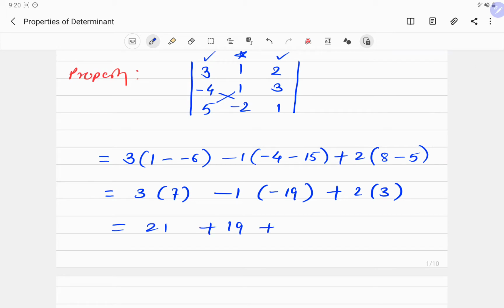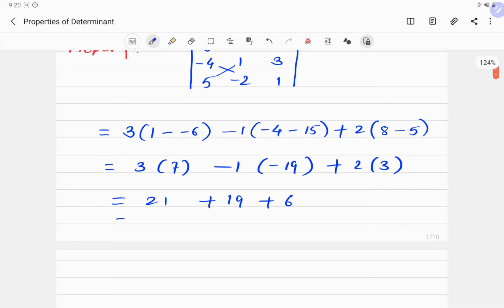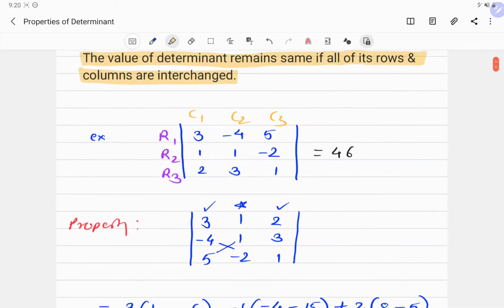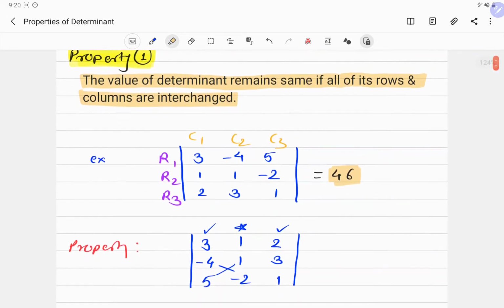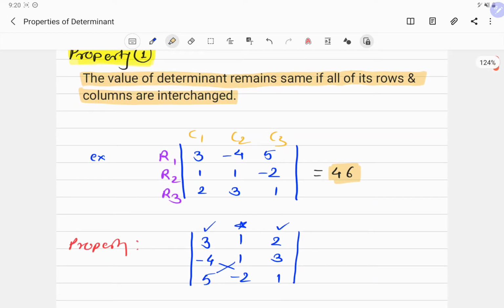It's a plus 19 plus 6. Now let's cross check. So please observe here, this is 21. What is 19 plus 6? Is it 25? Now what is 25 plus 21? This is equal to 46. And if you check the original value of the determinant, it was also 46. Then what is this property exactly suggesting?